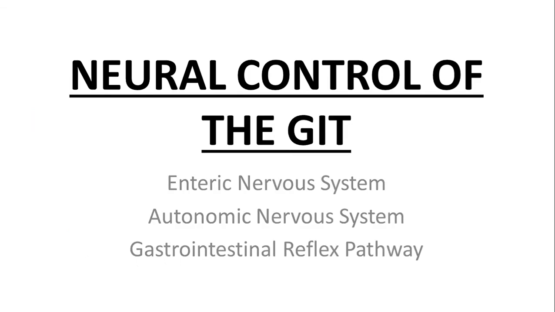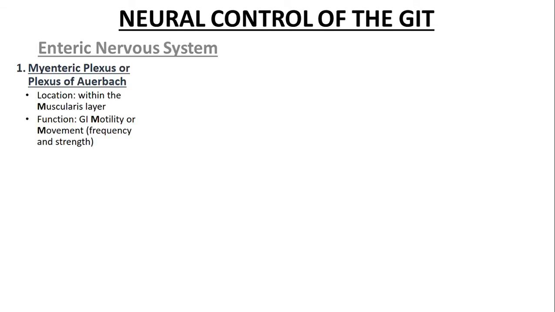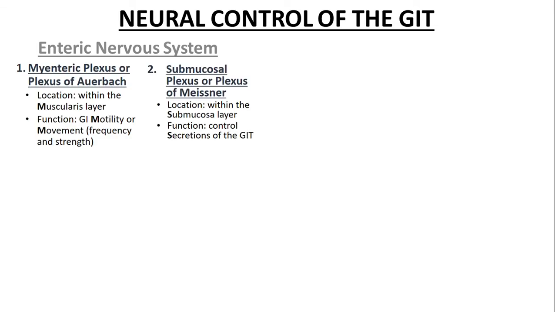Next, you have neural control of the GIT, basically by three parts. You have your enteric nervous system, your autonomic nervous system, and your GIT reflex pathway. For your enteric nervous system, this is also known as the brain of the gut. So this is like the nervous system of the GIT. In other words, the GIT can take up stimulus and respond to stimulus right away by way of this nervous system. So you have your myenteric and your submucosal plexus.